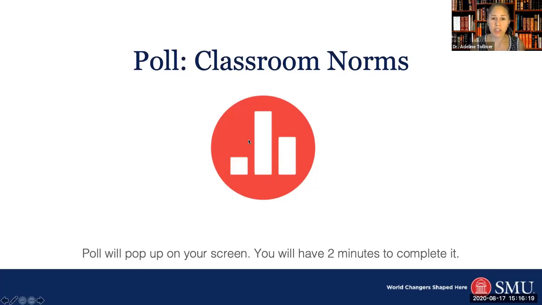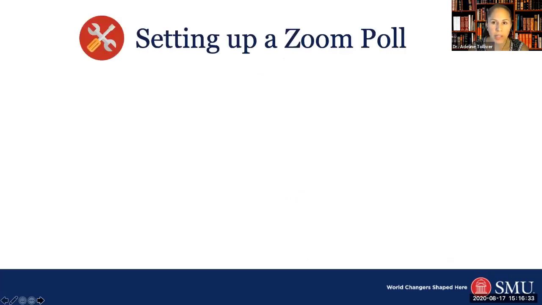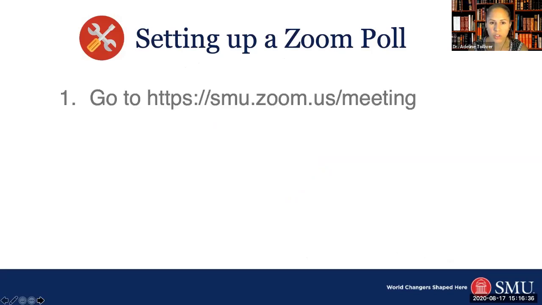And this is something that you can do by yourself. You can Google classroom norms for the online environment. There's going to be a bunch of different suggestions. But another thing I'm going to talk about is that you can always involve your students, right? And by the way, to set up a Zoom poll, there are some instructions.